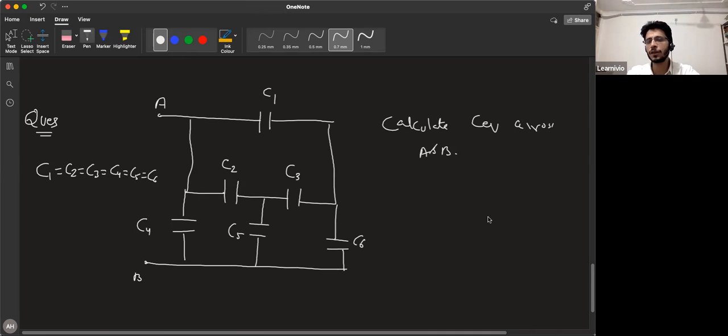See, it's an easy circuit if you can just think of, can find 5 capacitors. All the values are C. So your C equivalent should be in terms of C. It's not the correct answer.